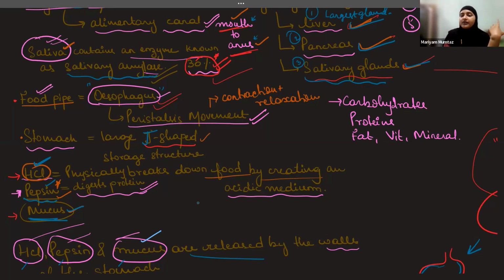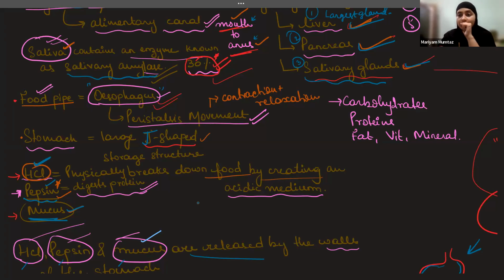Talking about the hydrochloric acid. Hydrochloric acid is a very strong acid. First of all, it creates an acidic medium. Secondly, it physically breaks down the food. So, physical breaking down of the food and creating an acidic medium, these are the two functions of HCl, that is hydrochloric acid. Then there is pepsin. Pepsin is responsible for digestion of the protein content of our food. The protein gets digested by the pepsin. Clear?